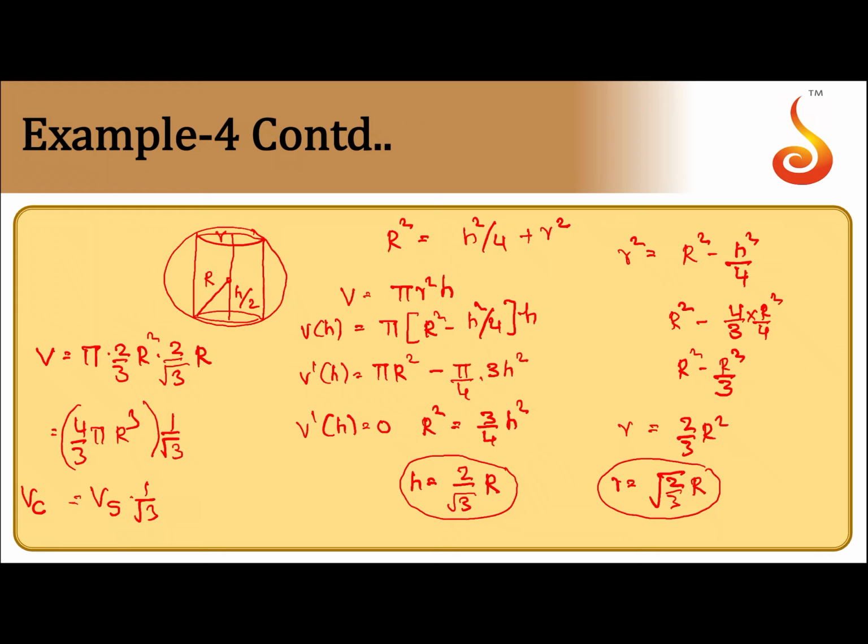It is equal to the volume of the cylinder. So the ratio of volume of cylinder to volume of sphere will be 1 by root 3, a very important result. So it means when you form a cylinder from the given sphere, the volume will be 1 by root 3 times the volume of the sphere.